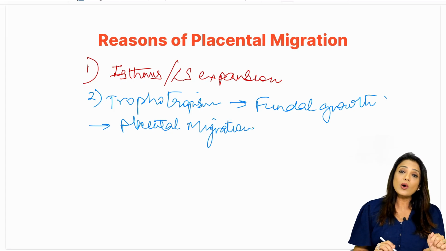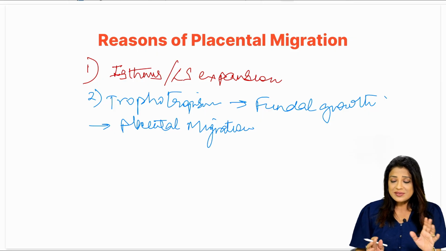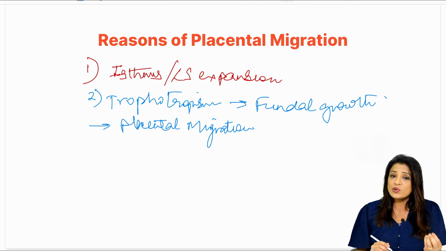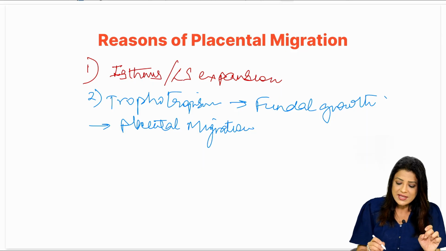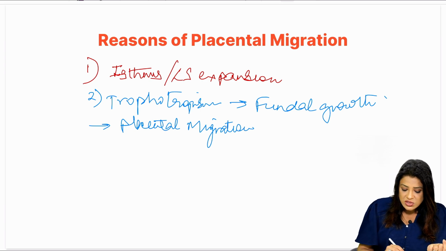So that can also cause placental migration. Right? Now, are there any signs that will suggest that this placenta is not going to go up? Sometimes the sonologist might tell you, ma'am, it looks like a high risk type of placenta previa. It doesn't seem like it's going to go up. Now, what are those signs?